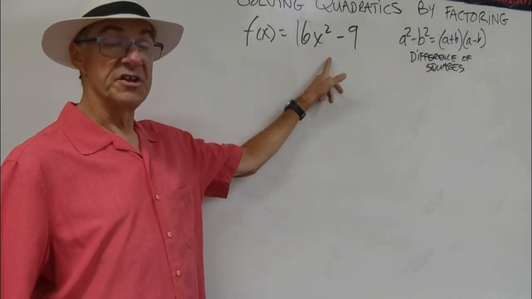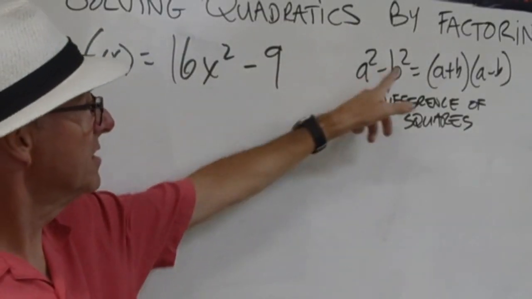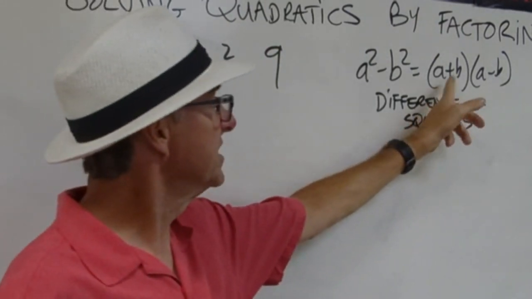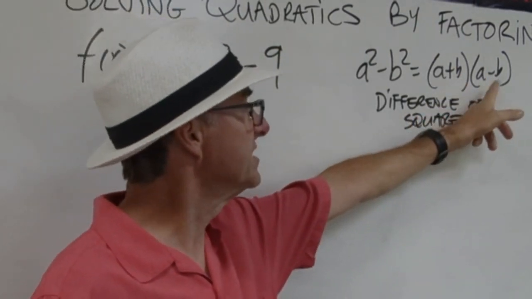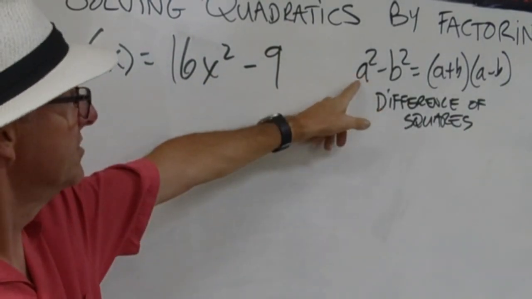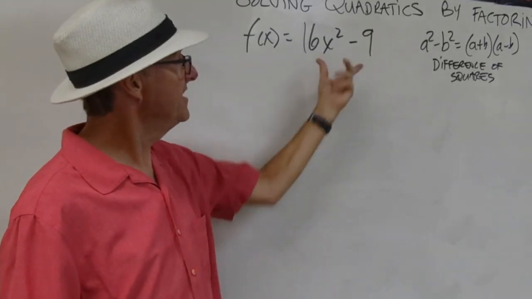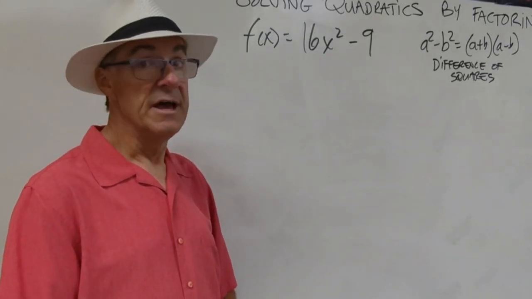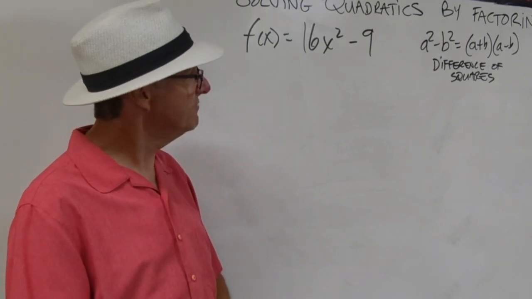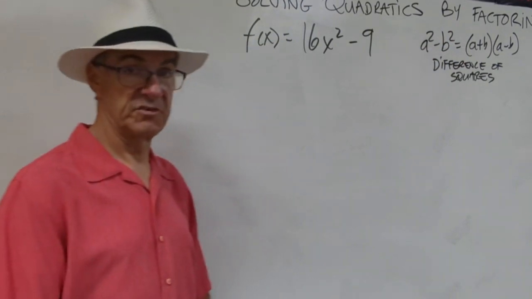This is what we call a difference of squares, and it fits this pattern. One thing squared minus a second thing squared, in this case a and b, is going to be first thing plus second thing times first thing minus second thing. That's the pattern that we could use to factor something that looks like that, and it's called the difference of squares. It might not look obvious to you, but take a look and see if you can rewrite that as one thing squared minus another thing squared.